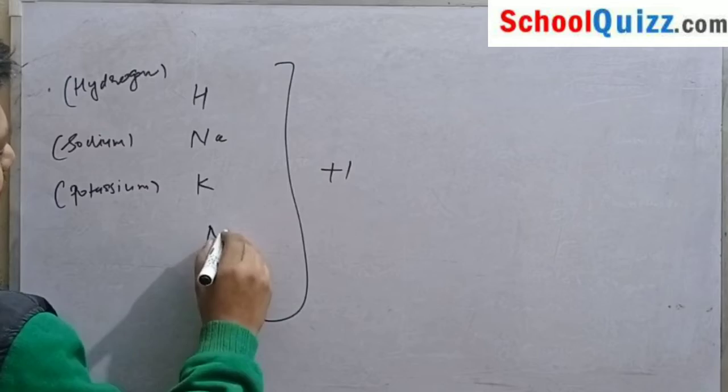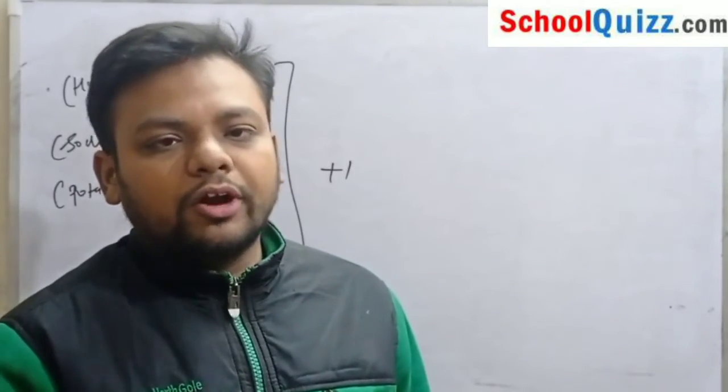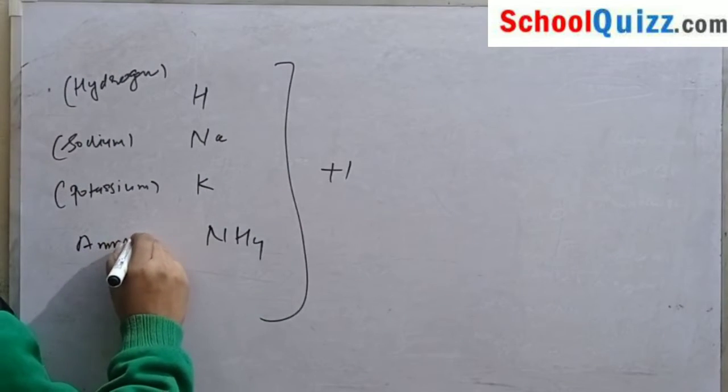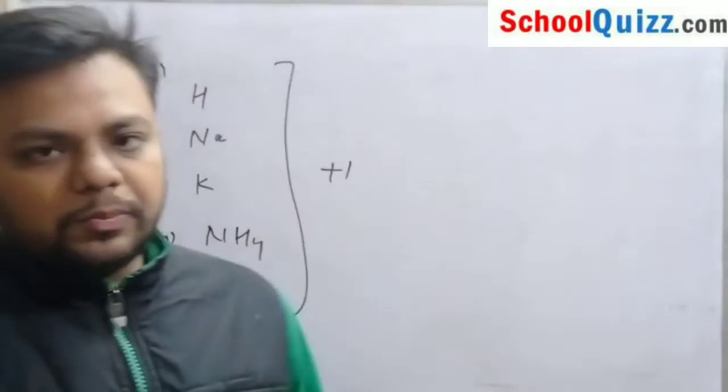ammonium, very important. It's a polyatomic ion. I will discuss in the next video what a polyatomic ion is. So it is ammonium, whose valency is also plus 1.